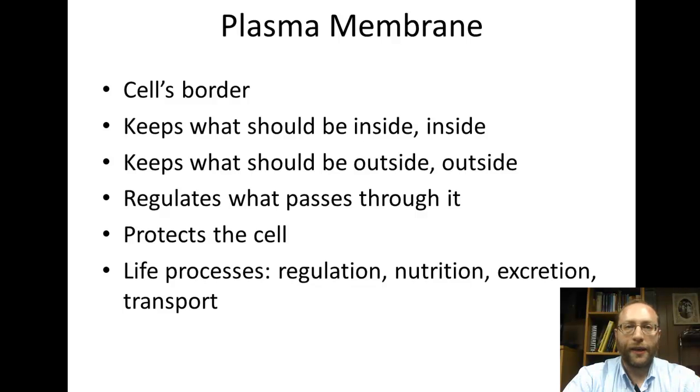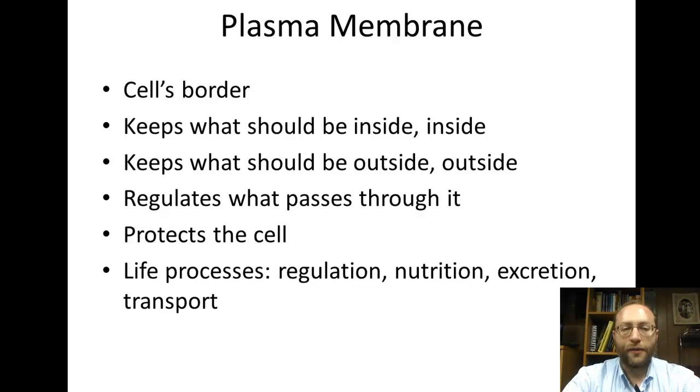And someone who's a diabetic is either unable to make the insulin, in the case of someone who has type 1 diabetes, and someone who has type 2 diabetes, then the plasma membranes of those cells don't really detect the insulin as well as they used to. And also, by regulating what passes through, it also protects the cell by keeping things that should be out of the cell out, and what's in the cell in.